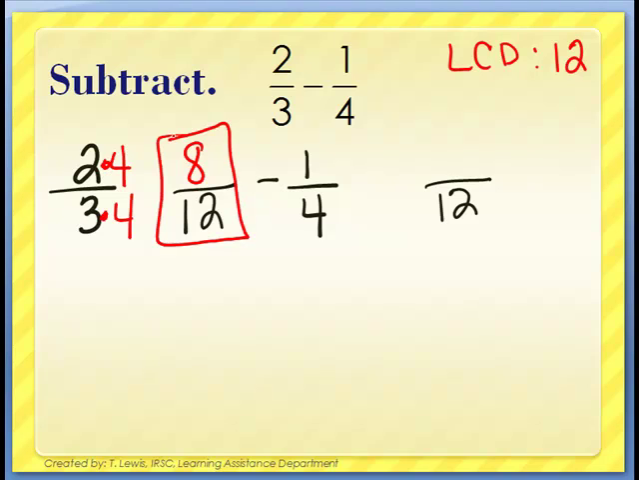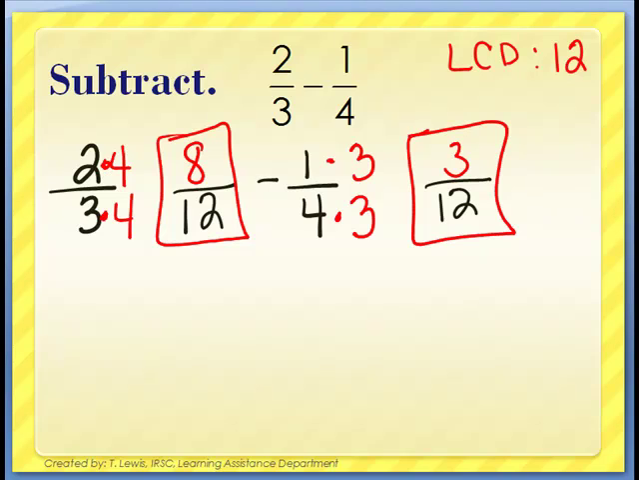Now let's look at the second fraction. We have 1/4, and we want to convert 1/4 into twelfths. So 4 times what number would give us 12? And that is 3. And 3 times 1 is 3. So now we have our new fractions, 8/12 and 3/12 that we are going to subtract.